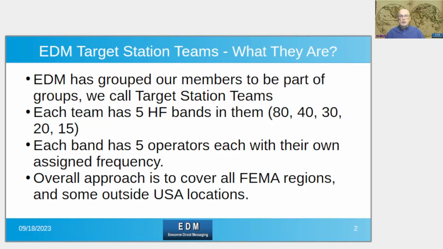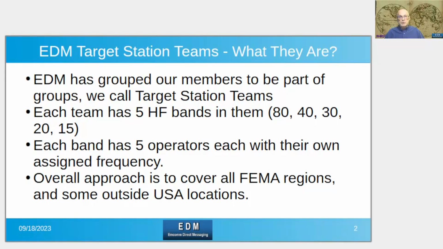Within each band, there are 5 operators, and they're each assigned to their own frequency. It is the same frequency for those bands across all the teams. The overall approach is to cover all the FEMA regions within the 48 continental United States. This way, we balance the coverage to do the best we can to provide the maximum number of operators for geographical areas given who we have.